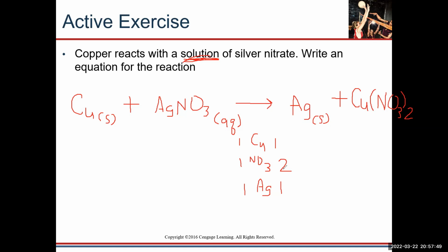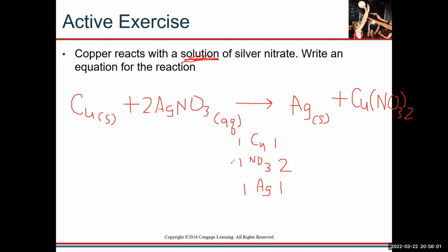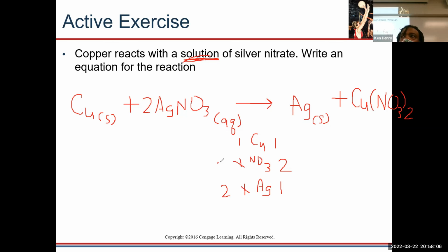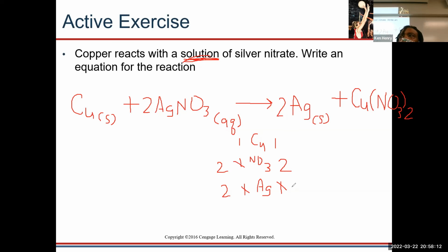Put a 2 on the reactant side in front of Ag, silver. So 2 here. Okay, so then that would give me 2, and this will be 2, and then a 2 on the product side, 2 here. Okay. So is that balanced? Okay, that's it.